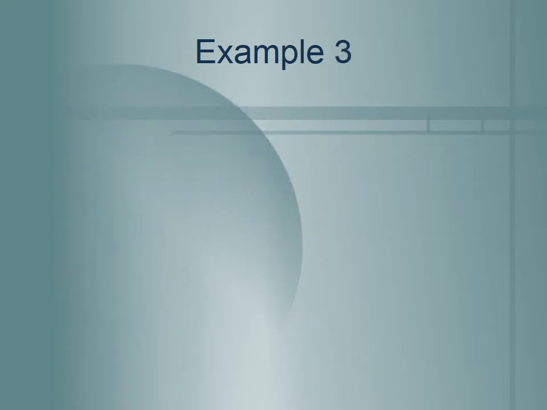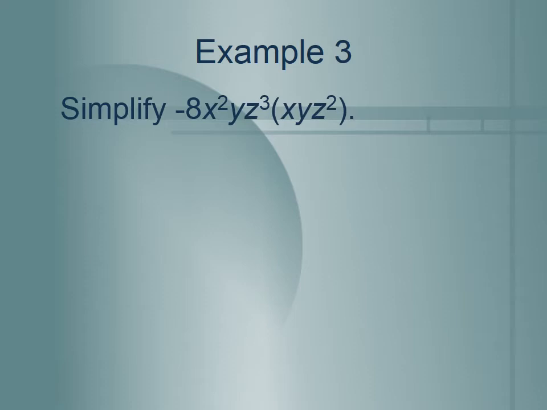All right, let's look at this example. We have negative 8x squared y z cubed, and then we have xyz squared. Okay, so what we want to do is get everything together. So I have a negative 8, but I don't have any other numbers. So negative 8 is just going to be by itself.